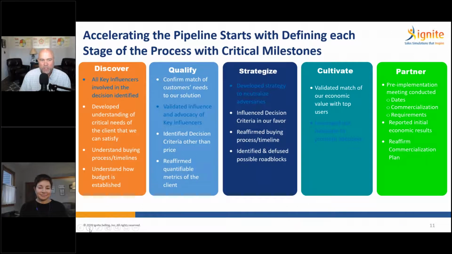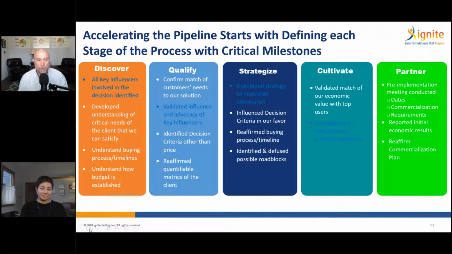Thank you, Tim. So how do we drive better consistency, better clarity around it? Well, accelerating the pipeline starts with defining each stage of the process with critical milestones. We're going to talk about what critical milestones really are. But the short answer is they are strategic actions that, if not taken, put the opportunity at risk or it stalls. So these are some examples of critical milestones.